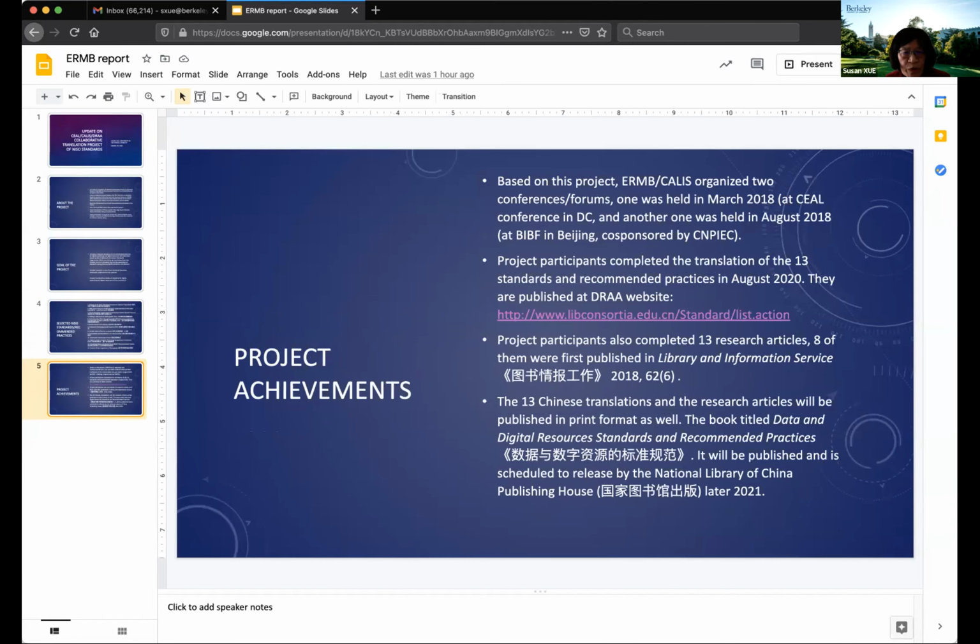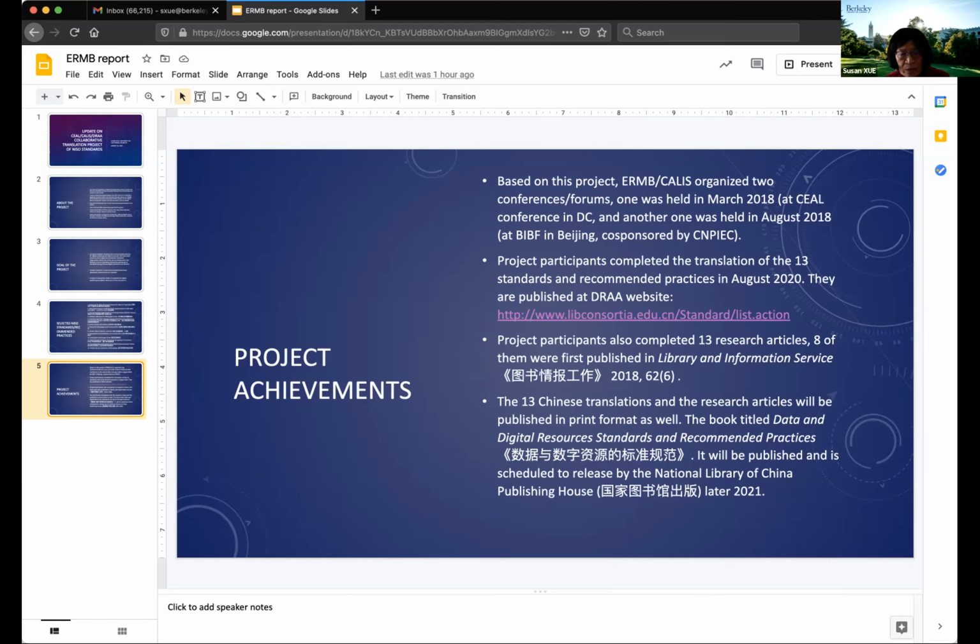After 4 years of hard work, the project team members put a lot of time and energy into conducting research and doing the translation. So the team made some major achievements. The first one is that, based on the project, the ERM and colleagues organized 2 conference forums. One was held in March 2018 at the CEAL conference in Washington, DC, and another was held in August 2018 at the Beijing International Book Fair. This one was co-sponsored by CMPIEC.